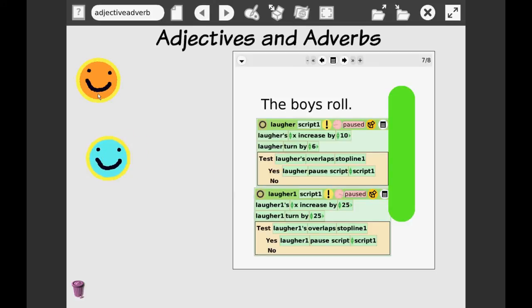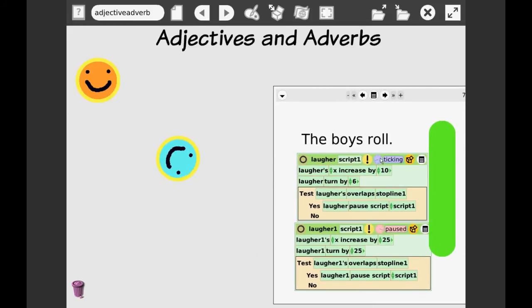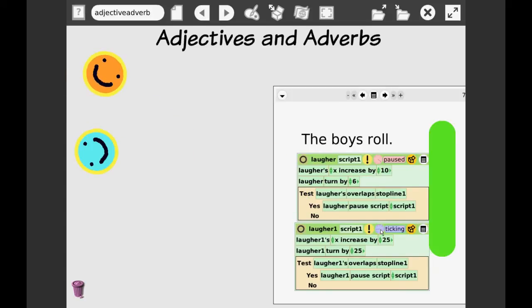Now let's talk about adverbs. Adverbs describe verbs. These guys are going to roll. Off he goes, rolling around. And then put him back. And this guy is also going to roll, at a slightly different speed. So we need to talk about how these guys are going to roll, roll being a verb. It's an action.